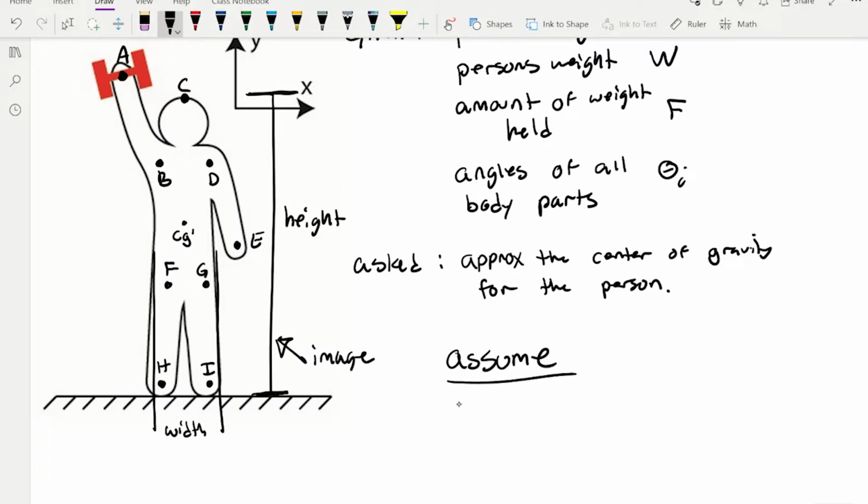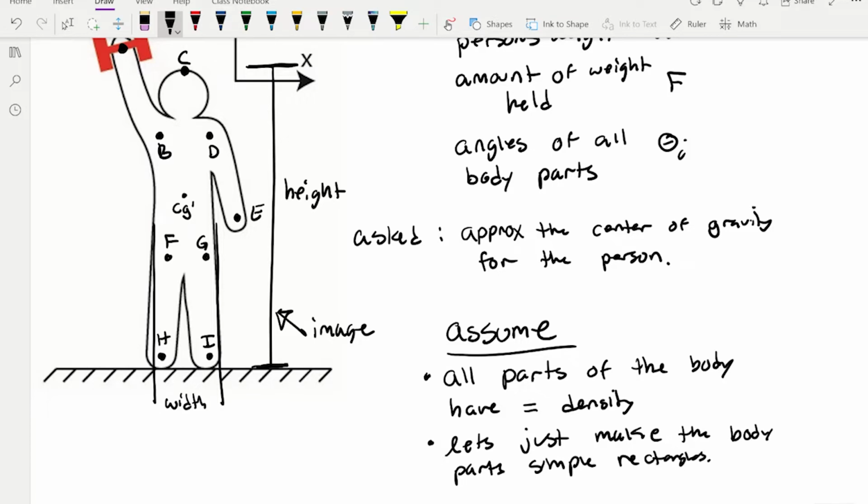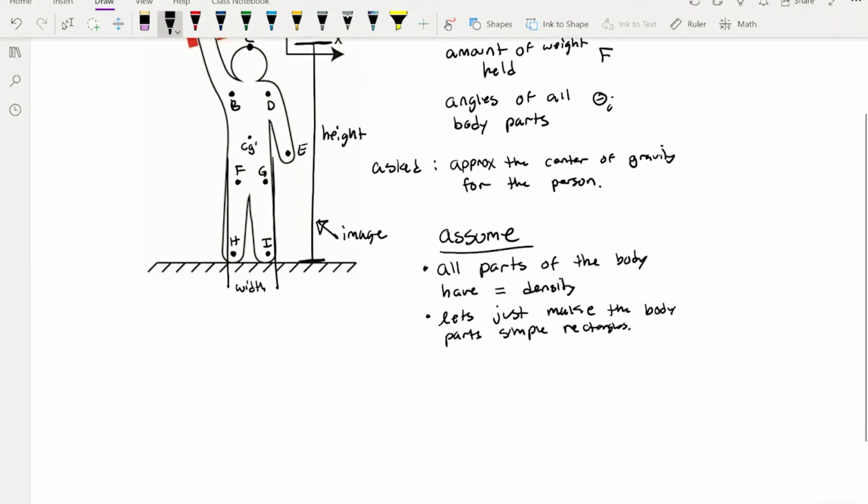So we also have to make some assumptions here, right? We have to assume that all parts of the body have equal density, right? So the torso is as dense as the entire arm, as dense as the entire head, right? And we can also make an assumption that says, let's just make the body parts simple rectangles. Right? So what we can do is just bound all parts of the body with simple rectangles.